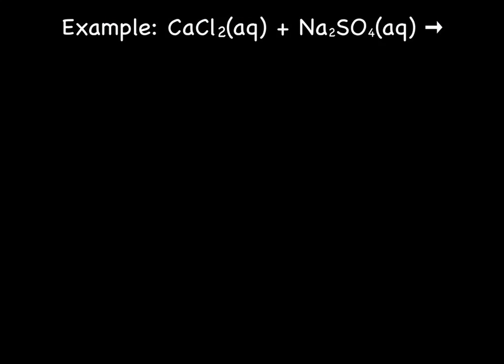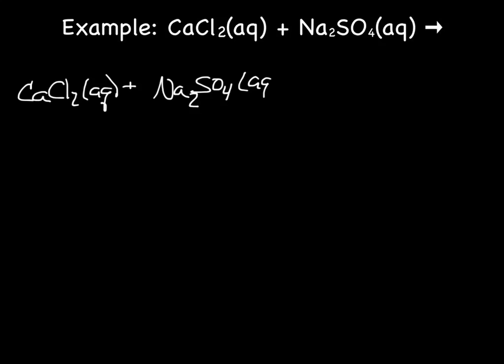All right, let's complete this double replacement reaction. So we have calcium chloride aqueous plus sodium sulfate aqueous. First step is to write the charges. So we have calcium, which is a 2+, and chloride, which is a 1-. We have sodium, which is a 1+, and sulfate, which is a 2-.